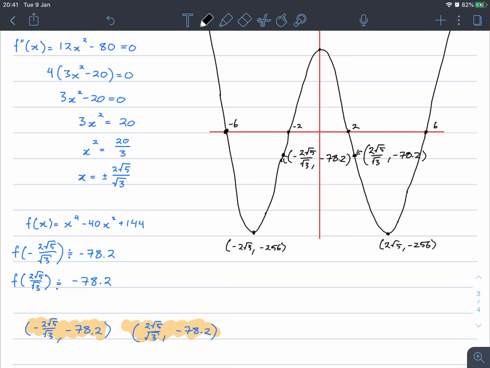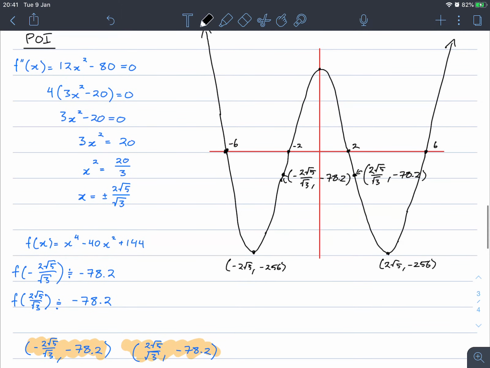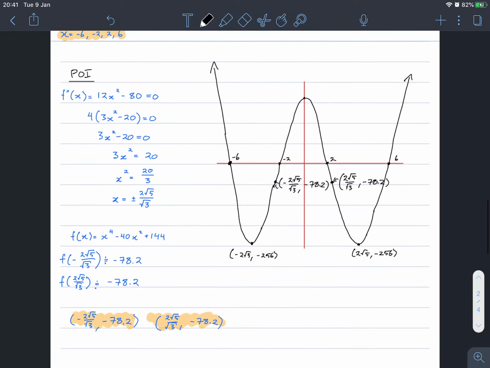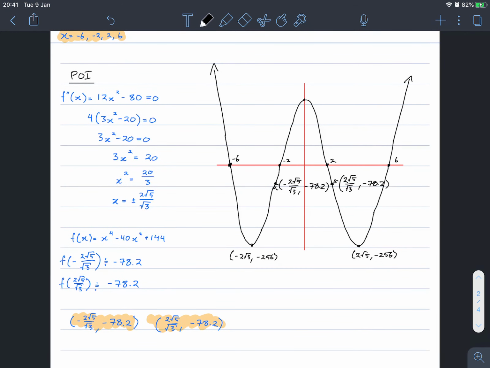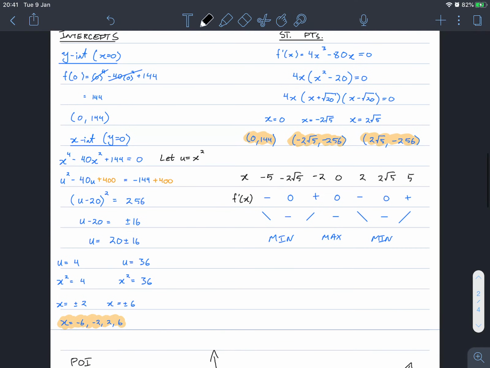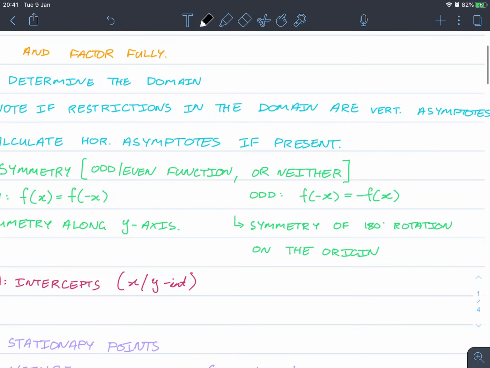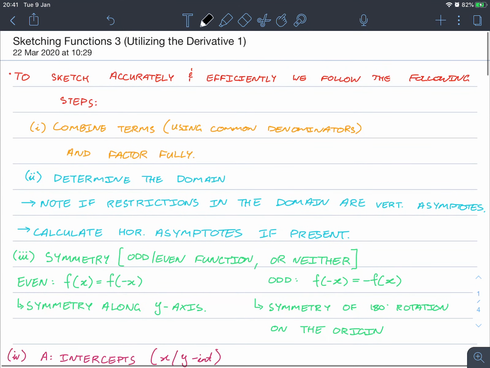So this is a rather difficult function to sketch, but I hope in doing so we are able to see all the steps required in order to solve a question such as this. Hope that gave you an insight into sketching functions using a derivative. Hope to see you in the next video. Best of luck.